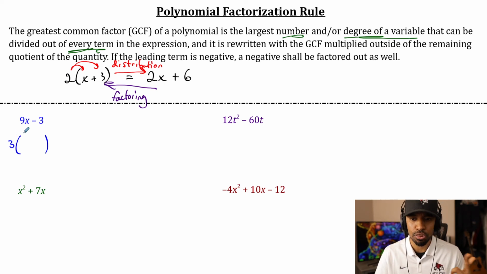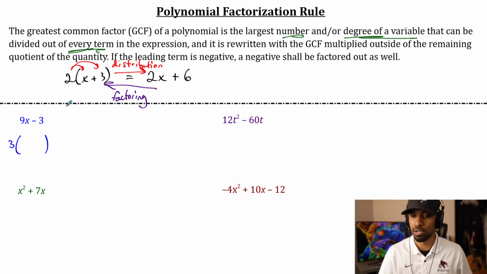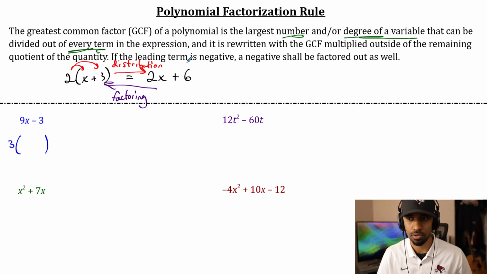If I distribute a 3 into here, 3 times what gives me 9x is kind of what's being asked. Or do 9x divided by 3, right, the remaining quotient. 9x divided by 3 is 3x. 3 times 3x gives me 9x. 3 times what gives me negative 3? Definitely a negative. Looks like it's going to be negative 1.